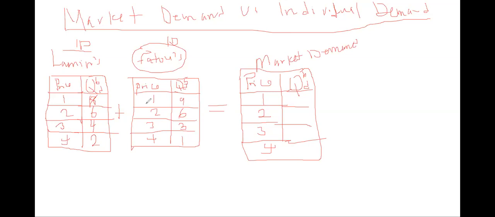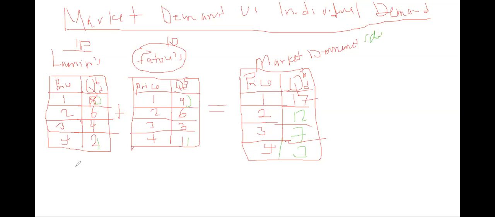So this is the market demand schedule. Here what we will do, we add this 8 plus 9, which will give us 17. So we add this and this, it will give us 17. So we add 6 plus 6, that will give us 12. We add 4 and 3, that will give us 7. So at price of 4, Lamin's demand is 2, while Fatu's demand is 1. So we add this and this, that will give us 3. So this is how you get the market demand schedule.